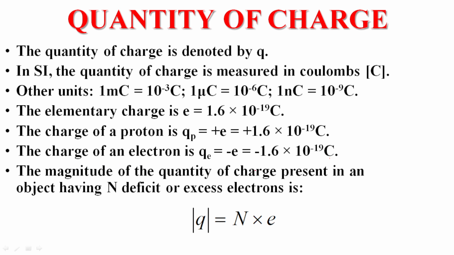The quantity of charge Q can be positive, can be zero, or can be negative. So what do we do? First, if we have an object having a deficit or excess of electrons, we first find the magnitude of the quantity of charge. Absolute Q represents the magnitude of Q. We first find it as a magnitude, and then we put plus or minus depending on whether we have deficit or excess electrons.